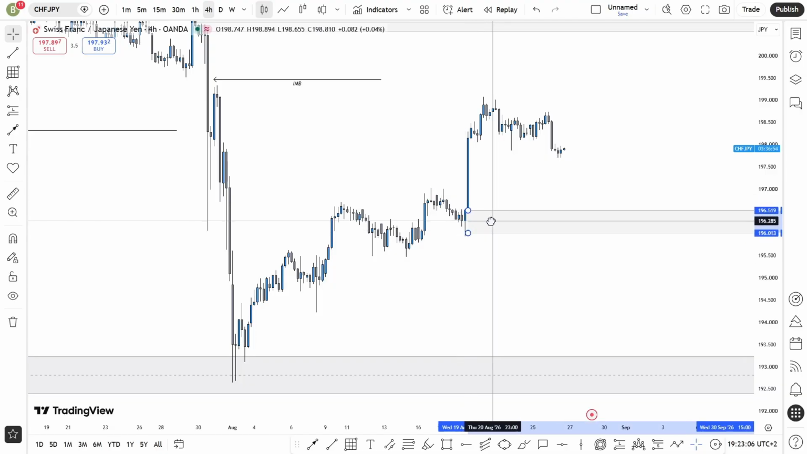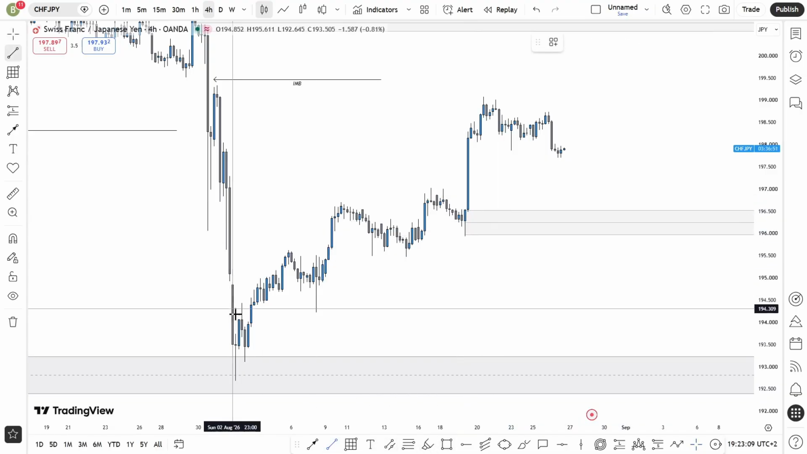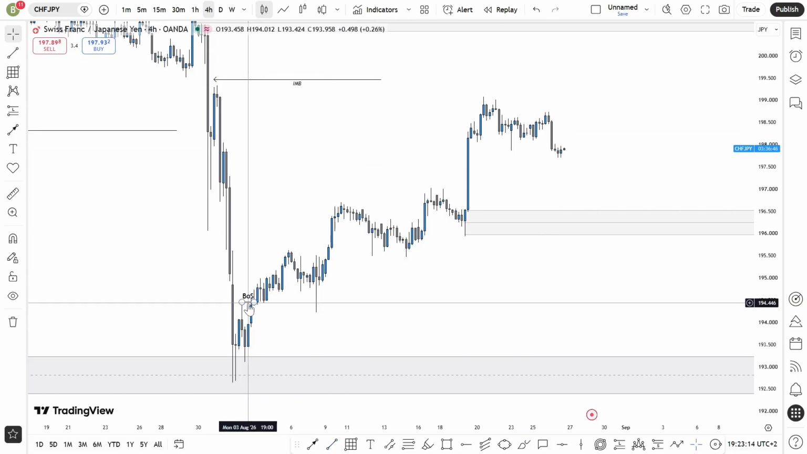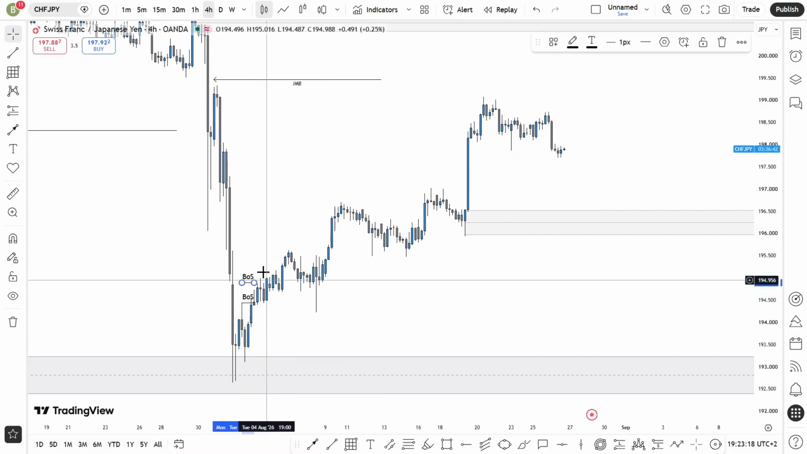So I'm going to use this area here, and we're going to use the structure on the 4-hour time frame. This was a valid break to the top, just like this, and another valid break of structure came up around this point here.